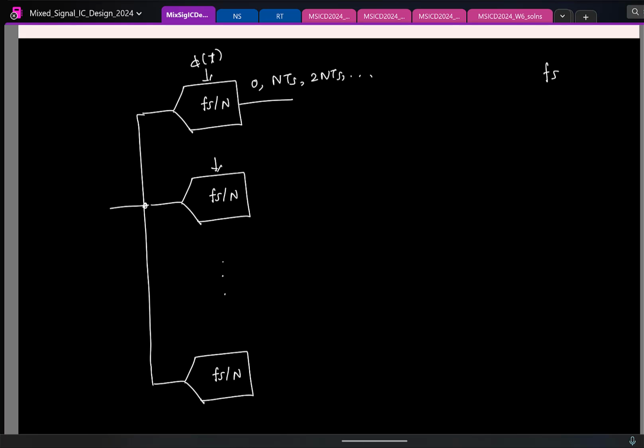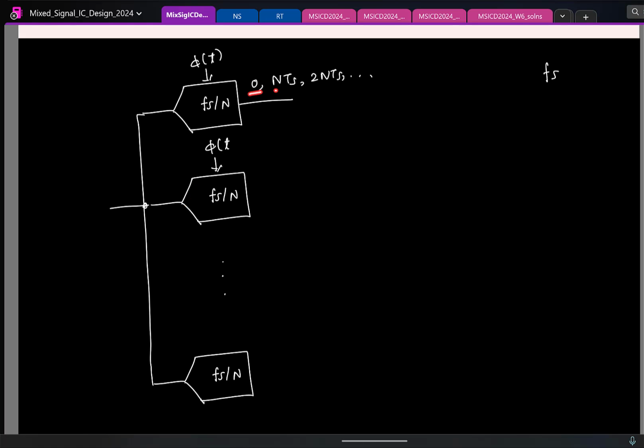So how should the clock to the second ADC be? Should I give the same clock? No. So how much should I delay it by? Why do you want TS by N? What is the effective sampling rate I want? Fs. So my final sampling time period is TS. The final ADC needs to sample at Fs, so the sampling time period should be TS. So how should this be delayed now?